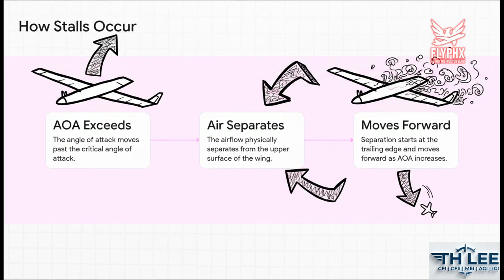Try to visualize this process in your head. As your angle of attack gets too high, that beautiful, smooth airflow over the top of the wing physically detaches from the surface. And what's really fascinating here is that this separation doesn't start at the front of the wing. It actually starts at the back, the trailing edge, and creeps its way forward. Once that airflow fully separates, your lift just drops off a cliff.